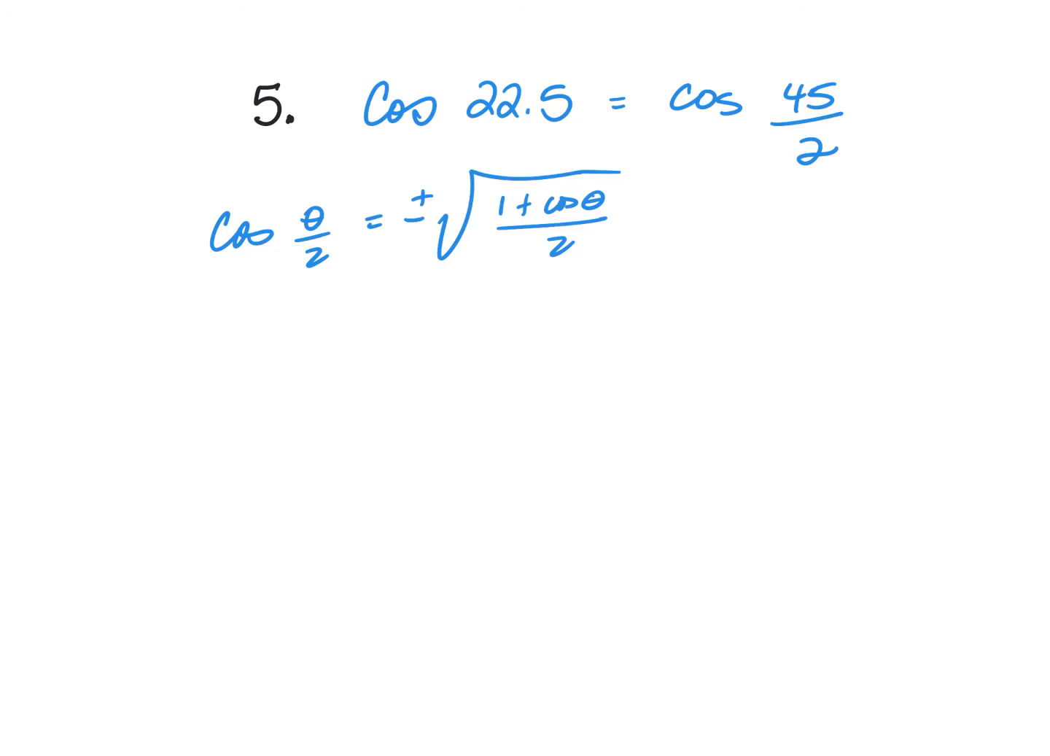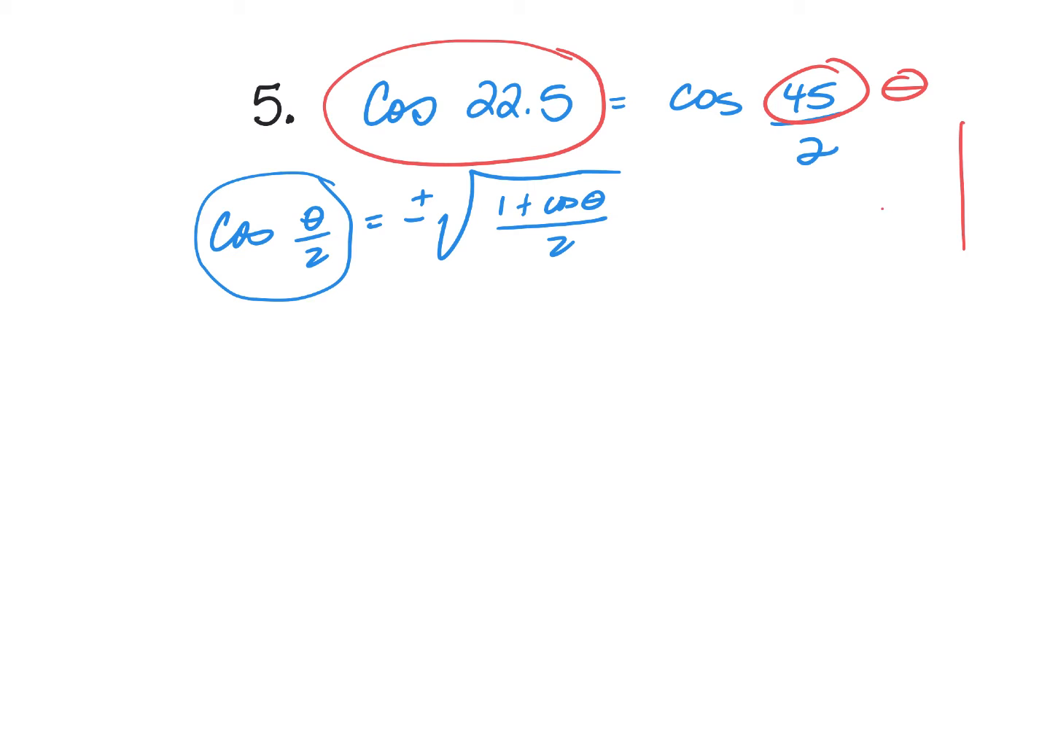Since 22.5 is equal to 45 over 2, that looks like this, doesn't it? Something over 2. That means that 45 is theta. So since theta is 45, then first of all, where is 22.5? It's in the first quadrant. It's right here, right? So we know it's going to be positive. We don't have to worry about the negative, okay?